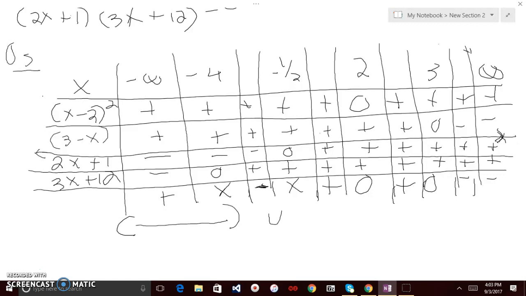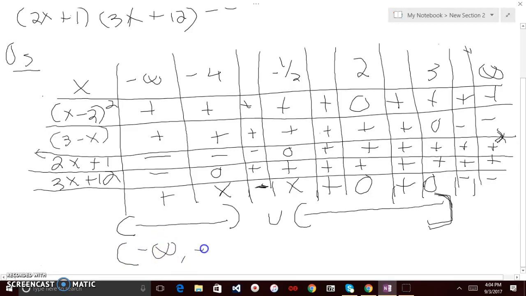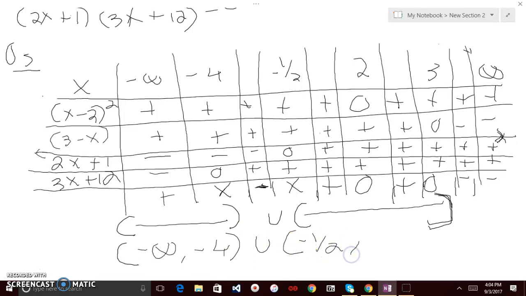So, where do we continue? From negative 1/2, which is also undefined, so we use an open parenthesis, all the way through 3. So we close parentheses here. So the answer is negative infinity to negative 4, union, negative 1/2 to 3, close parentheses. So this is how you would do it using the table of signs.